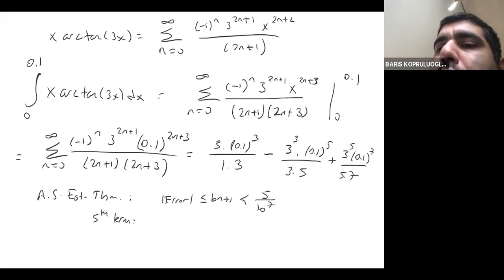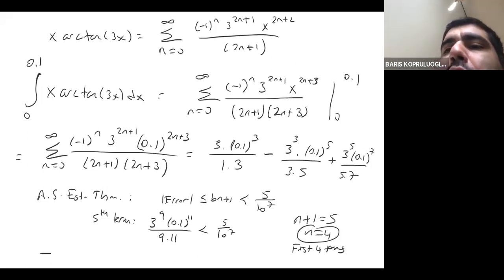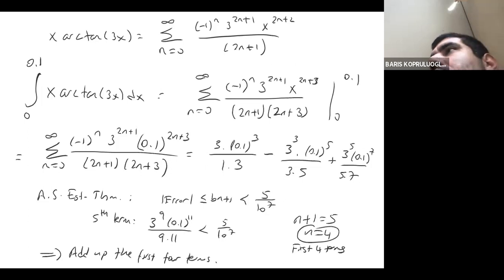I think it will be 3 to the power of 9, 0.1 to the 11 over 9 times 11. That's less than 5 over 10 to the 7. So it turns out n plus 1 is 5. You need the first 4 terms. And then if you add up the first 4 terms, I think it's going to give you, in my case, 0.000983.